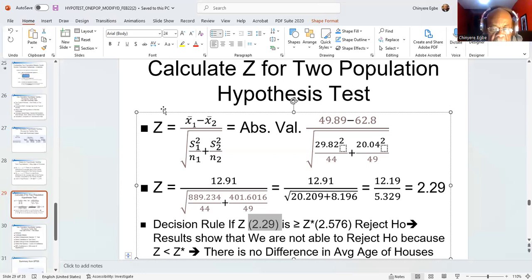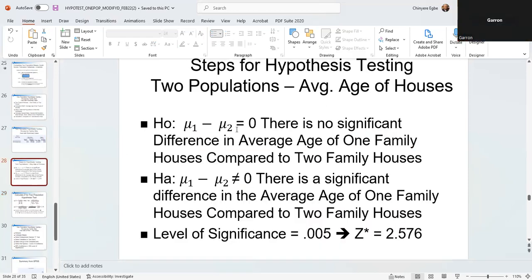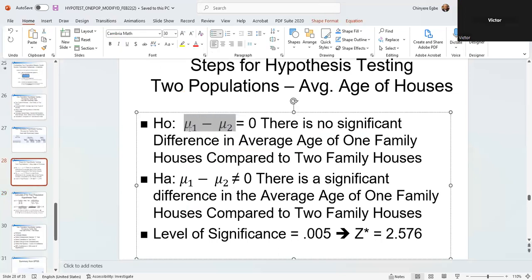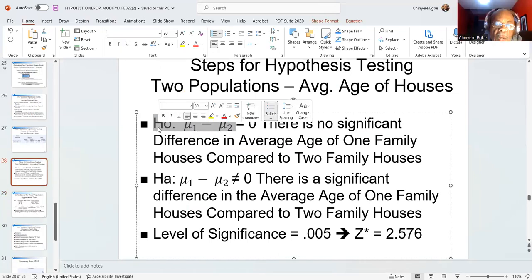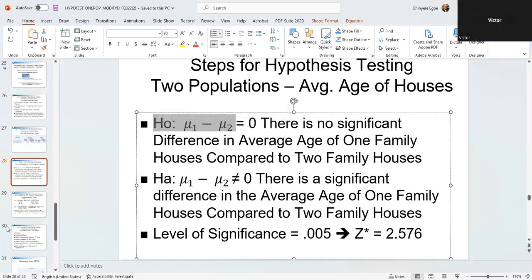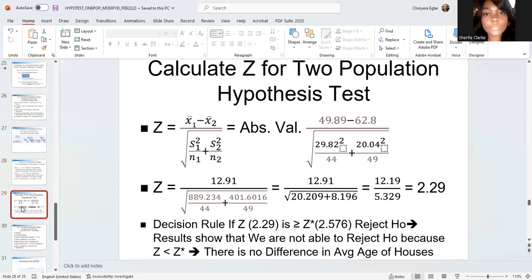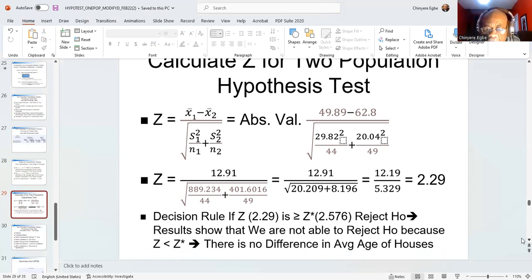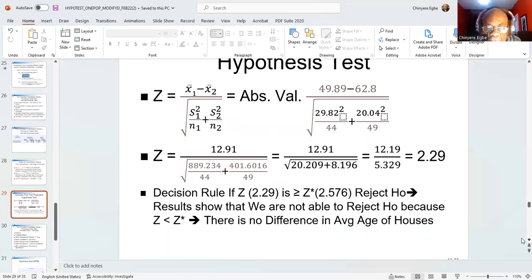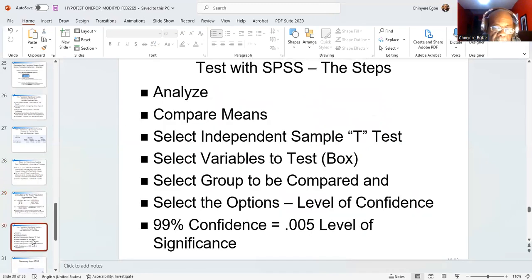And what is the null hypothesis? We are saying that we are not able to reject the null hypothesis that the averages are the same. There's no significant difference. There is no difference in the average age of houses between the two kinds of houses. So we are not able to reject the null hypothesis, and that is simply that.